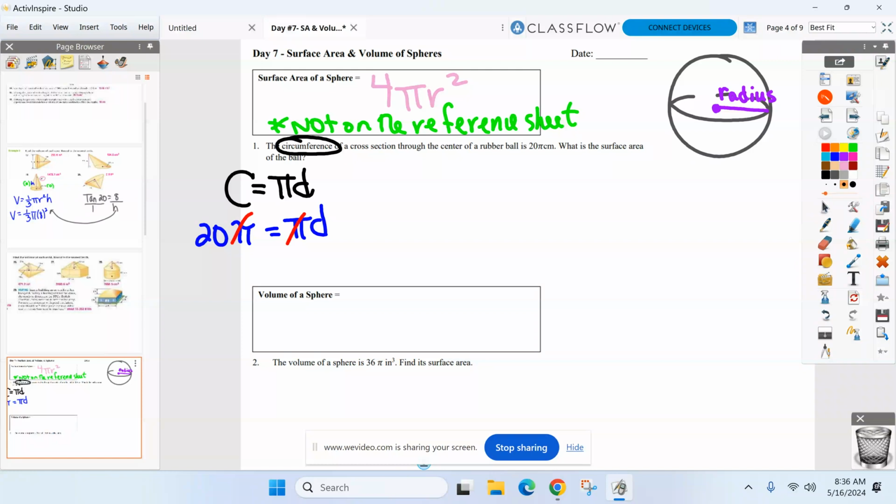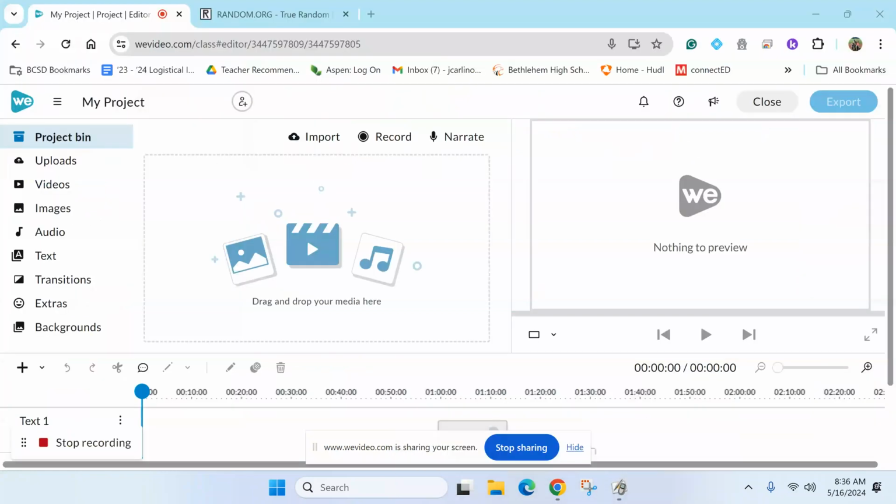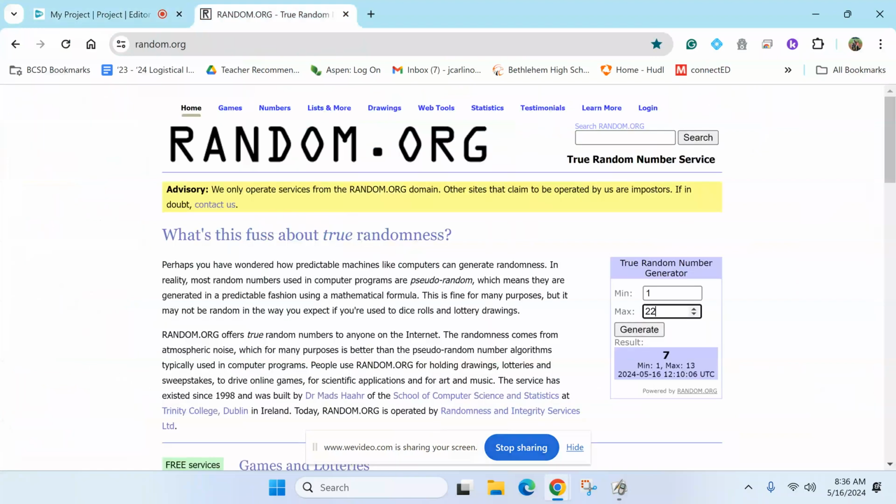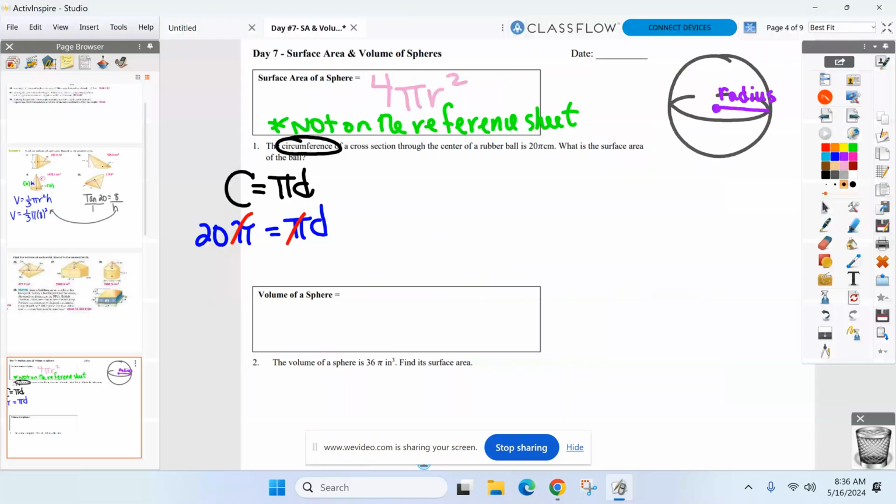I'm not going to assume this. I want to check. All right, what's my diameter length then of this rubber ball? Diameter length. Ooh, we'll go again. Oh, there we go. Shara, diameter length. What is it? 20. Good work. But I need radius, so we'll cut that in half. Radius is 10.